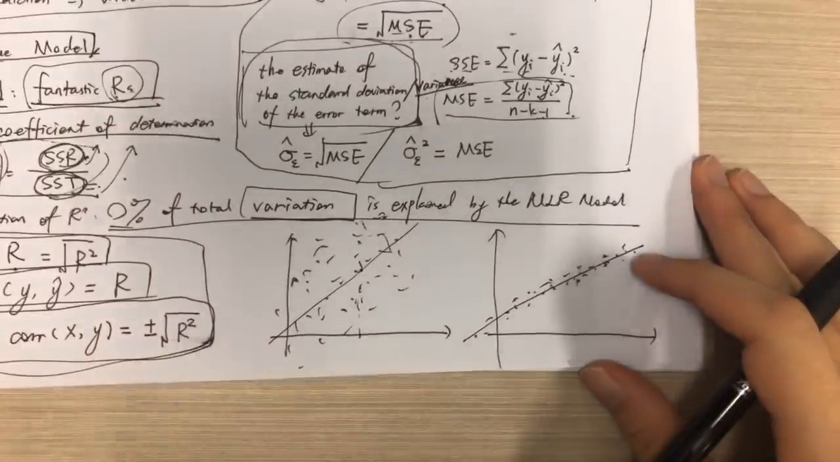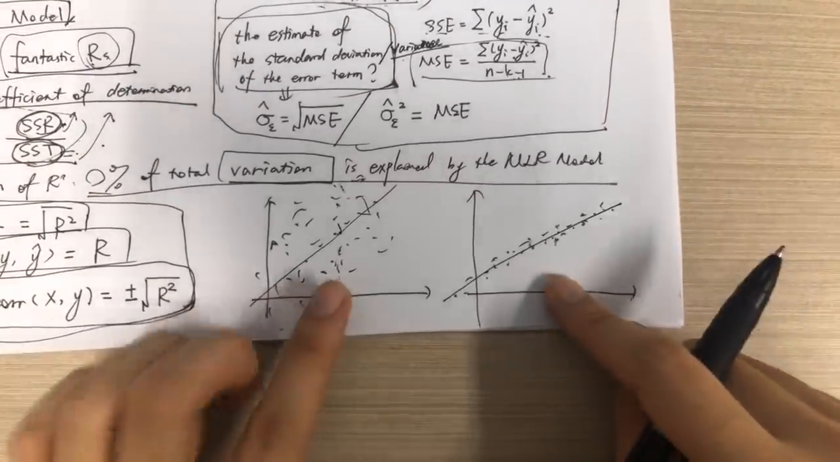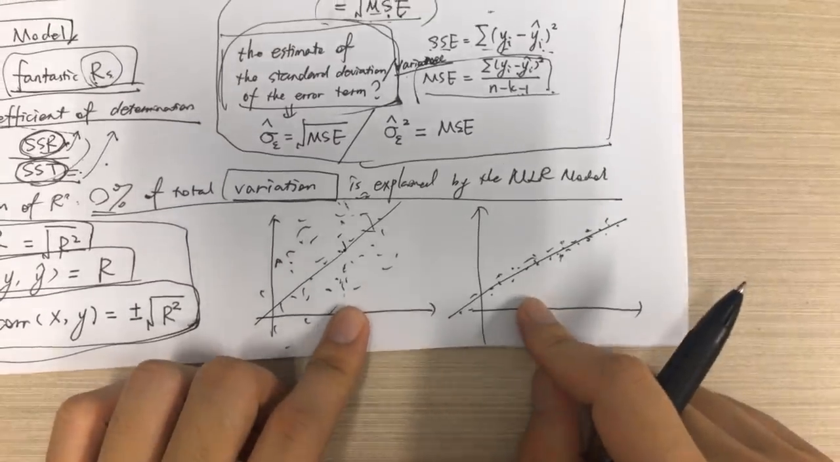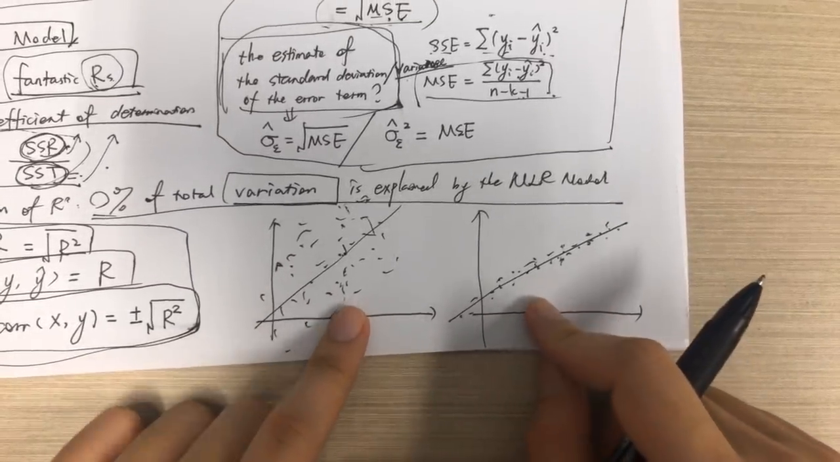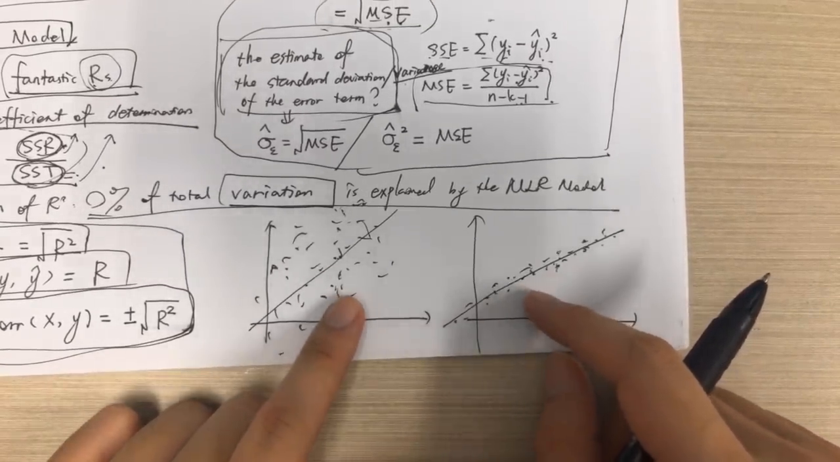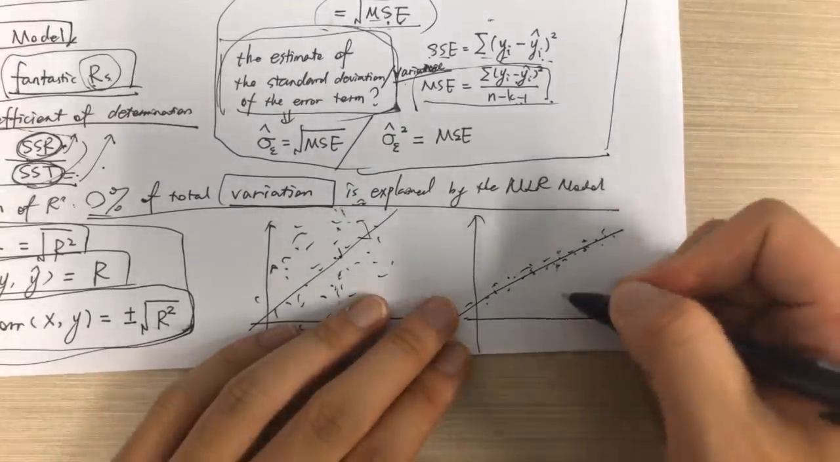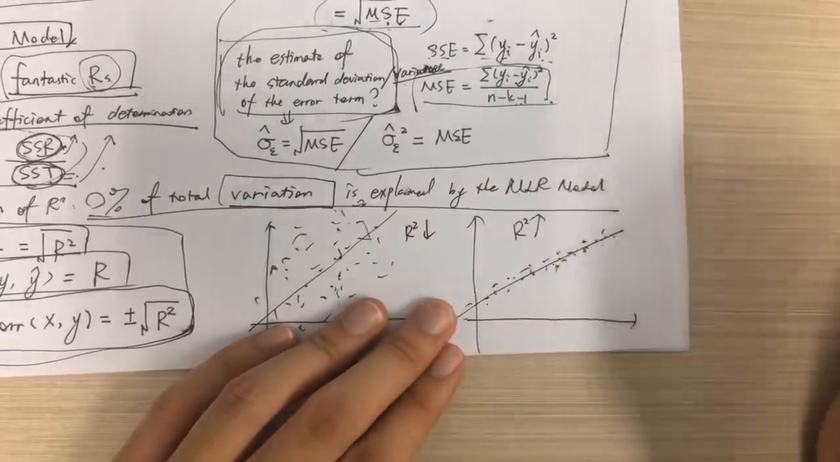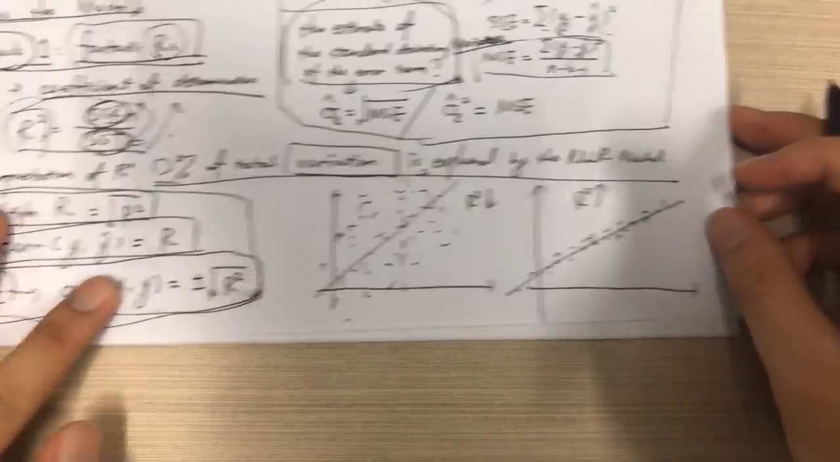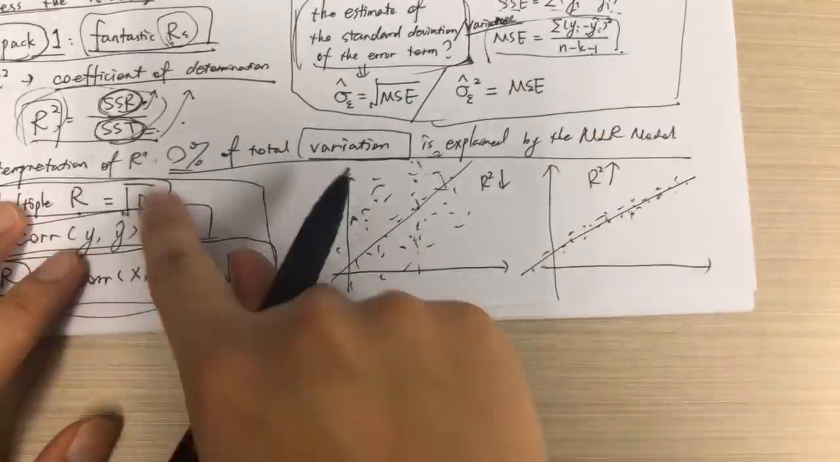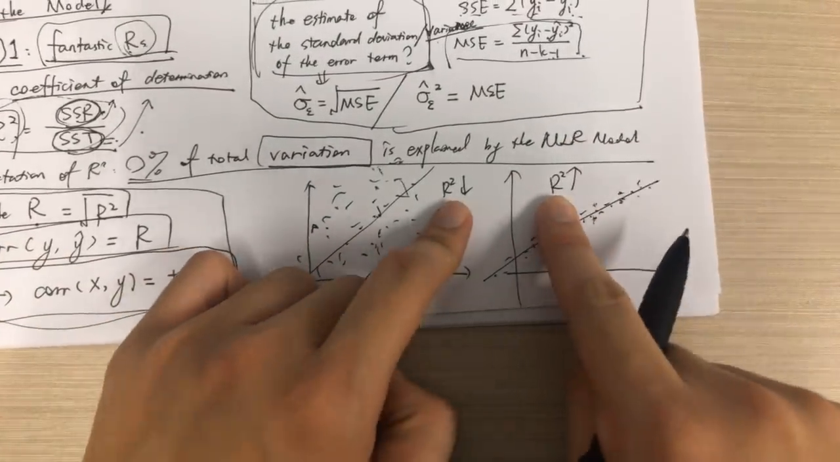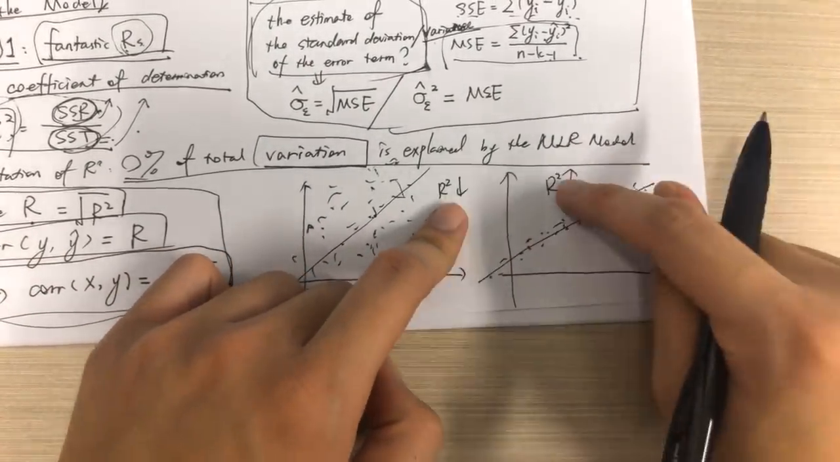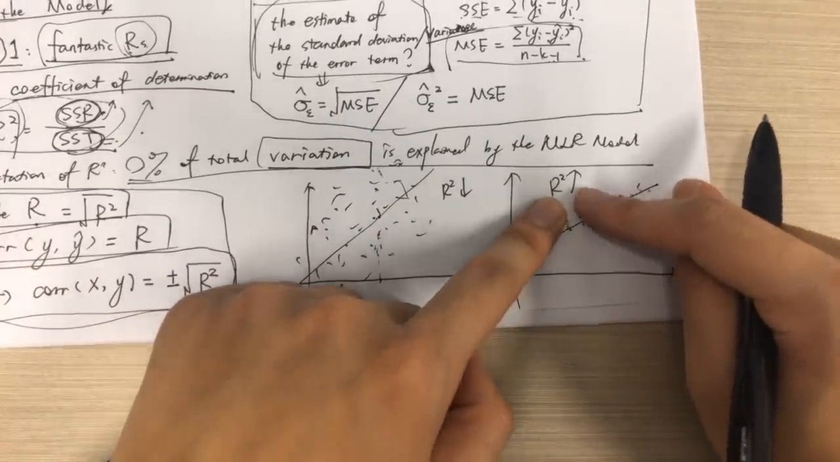Let's come back. I'm asking you which one do you think has a higher R square and which one has a lower R square? Definitely this one has a higher R square and this one has a lower R square. In terms of multiple R, same, right? Because multiple R is just the square root of R square. Therefore, higher R square, higher multiple R, right?